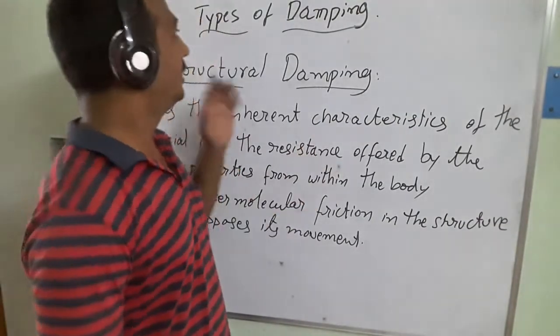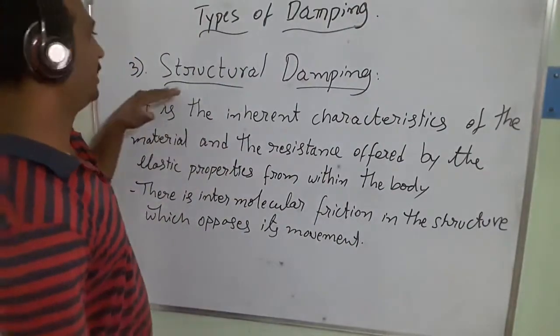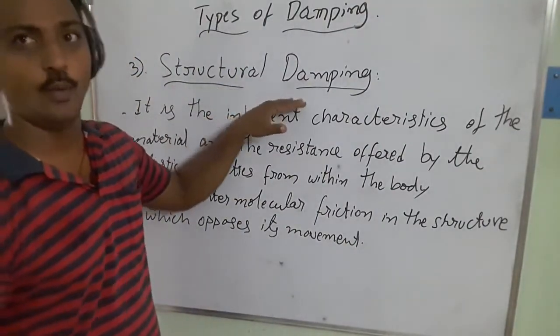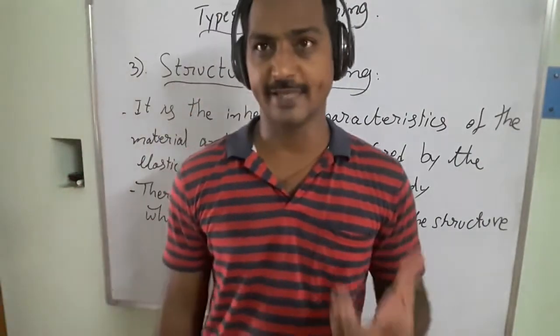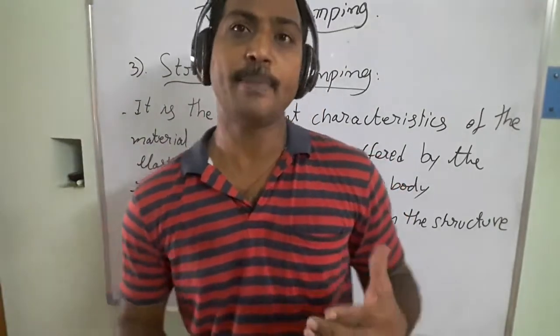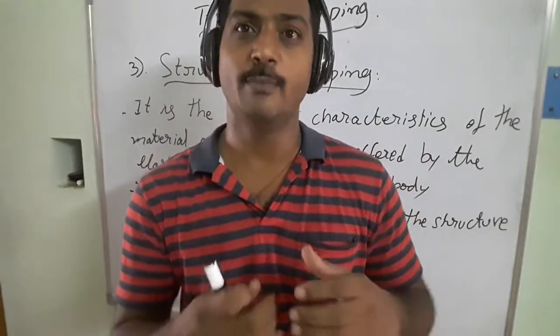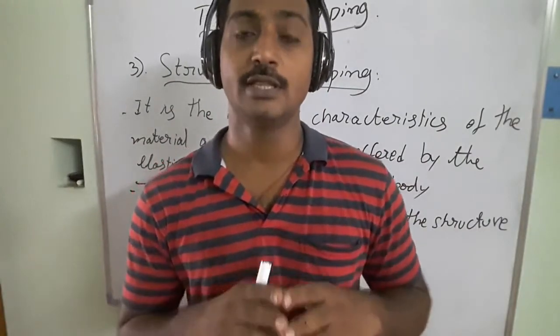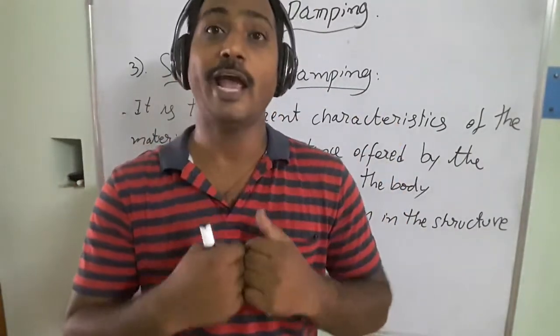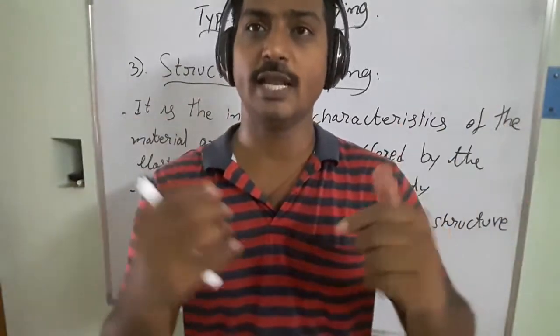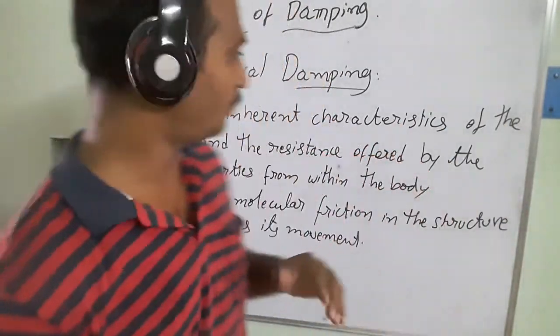So the third type of damping here is going to be the structural damping. What is the structural damping in this case? In structural damping, the arrangement of atoms absorbs energy because of internal molecular friction. That friction absorbs whatever external energy is coming in. That is the definition.